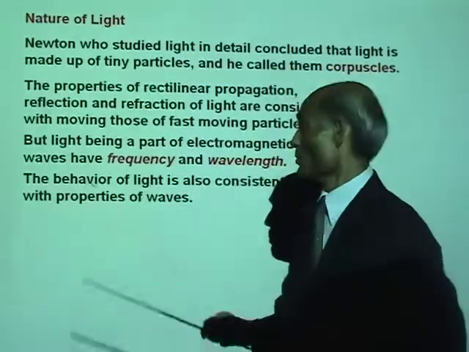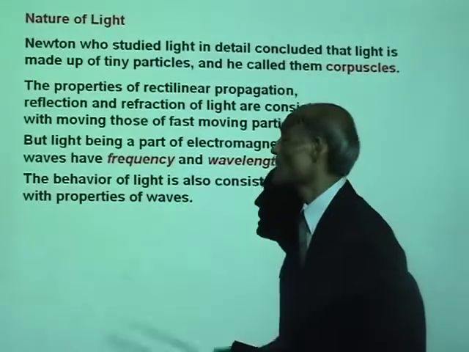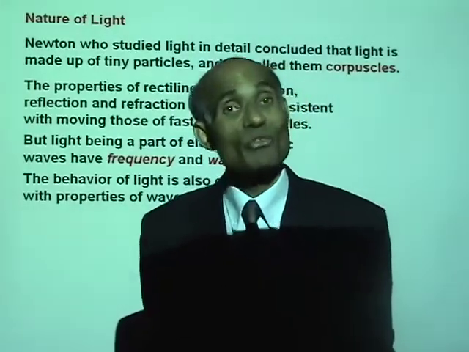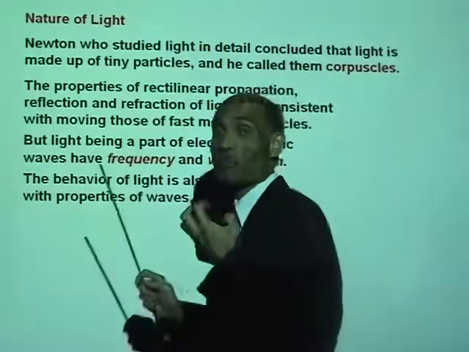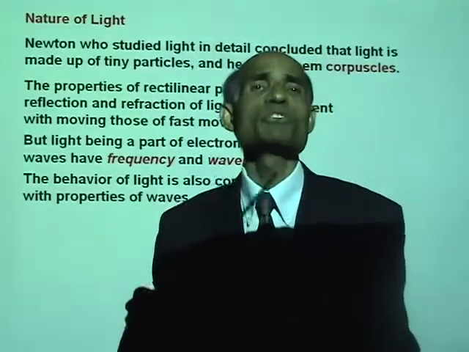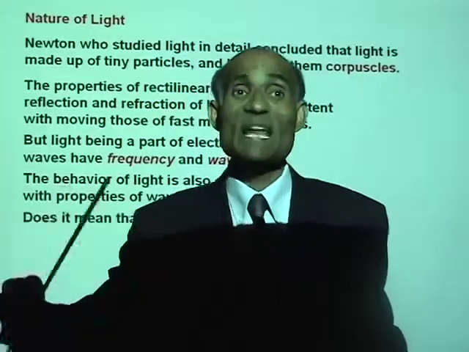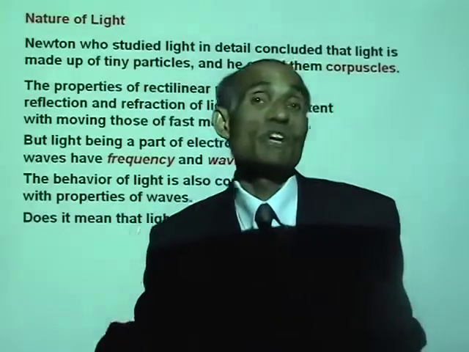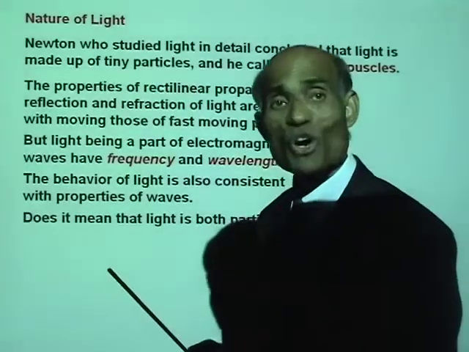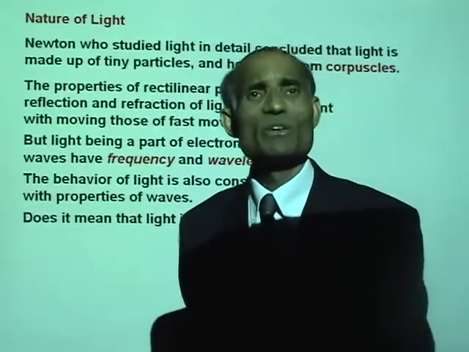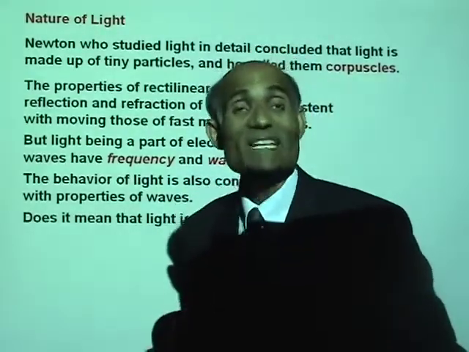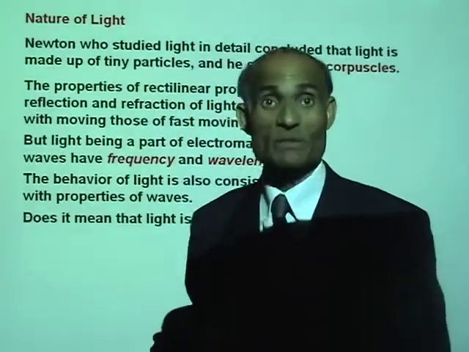Well, the behavior of light is also consistent with the properties of waves. Light actually behaves like waves also. Light behaves like particles or corpuscles. Light also behaves like waves. Now, is there any experiment that we can do which will show that light behaves like a wave? Now, if we can prove that, does it mean that light is both particles and waves? So, if somebody asks you what is light, would you be safe to say that light is a form of particle motion? Also, light is a form of wave motion? All right, we need to answer that question.